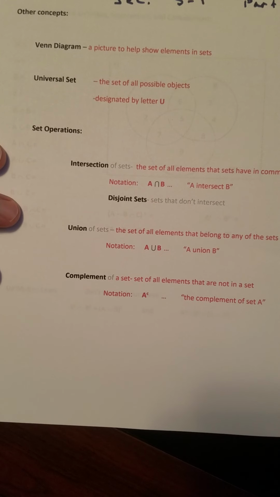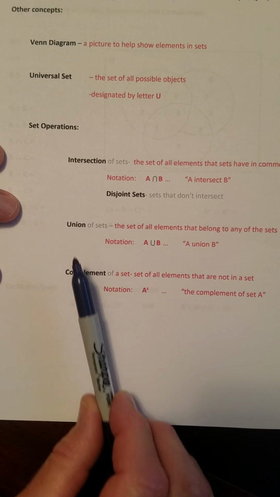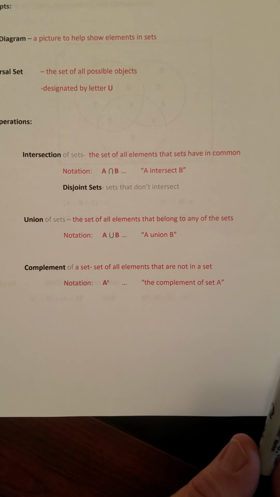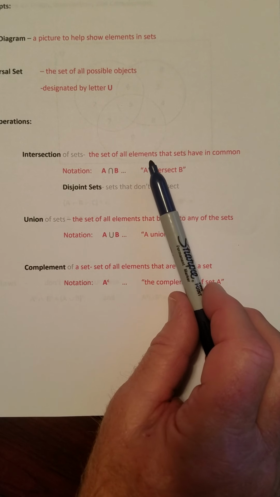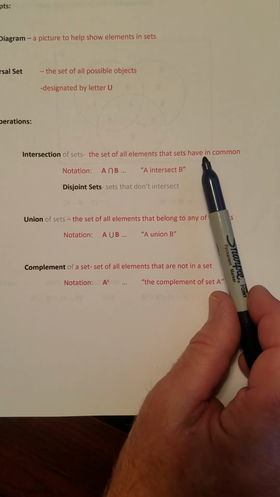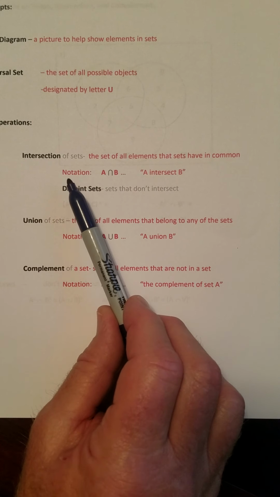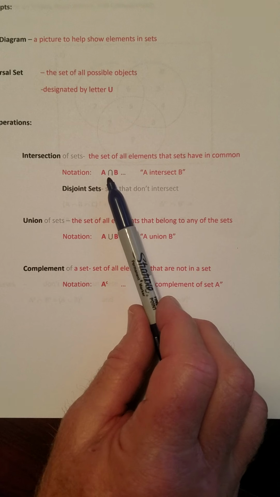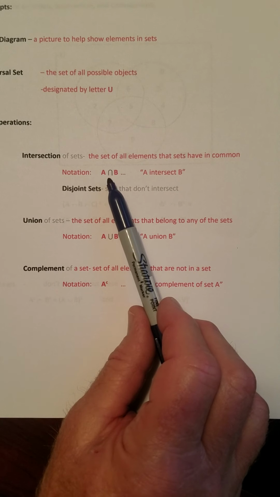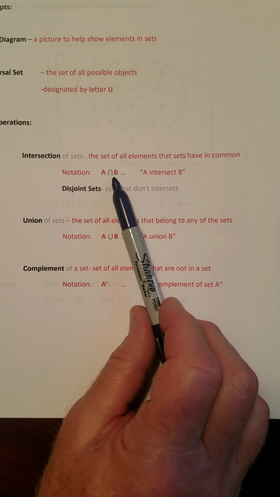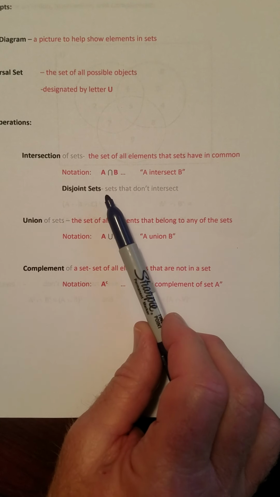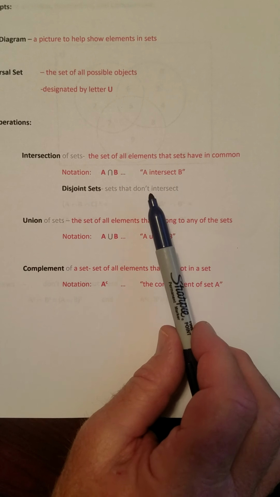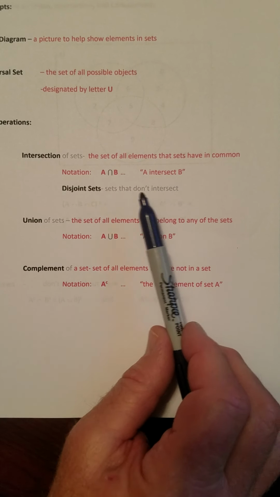Then our operations, there's 3 of them: intersection, union, and complement. My guess is you've probably seen these before. Intersection of sets is the set of all elements that the sets have in common. So notation-wise, we would put A intersect B. That little symbol, the upside down U or horseshoe, that's A intersect B. There's such a thing as disjoint sets, and those are sets that don't intersect. Those are disjoint sets.